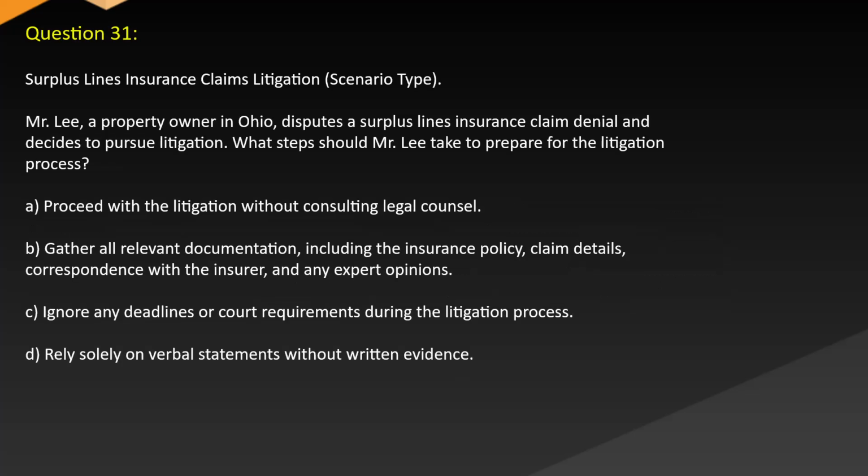3901.19. Question 31. Surplus lines insurance claims litigation scenario type. Mr. Lee, a property owner in Ohio, disputes a surplus lines insurance claim denial and decides to pursue litigation. What steps should Mr. Lee take to prepare for the litigation process? A. Proceed with the litigation without consulting legal counsel. B. Gather all relevant documentation, including the insurance policy, claim details, correspondence with the insurer, and any expert opinions. C. Ignore any deadlines or court requirements during the litigation process. D. Rely solely on verbal statements without written evidence.